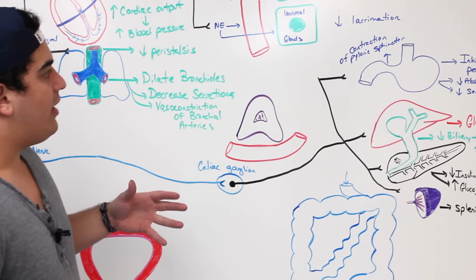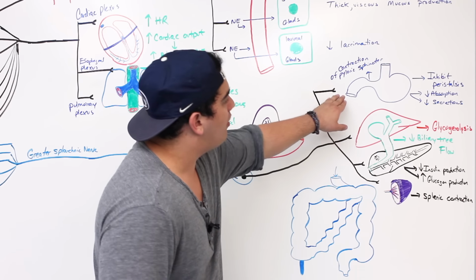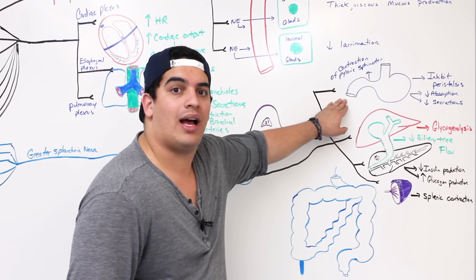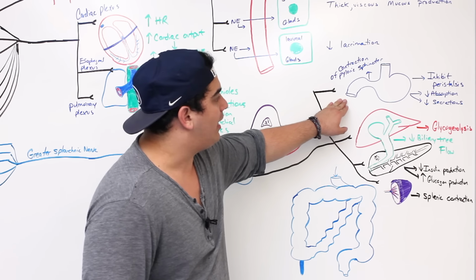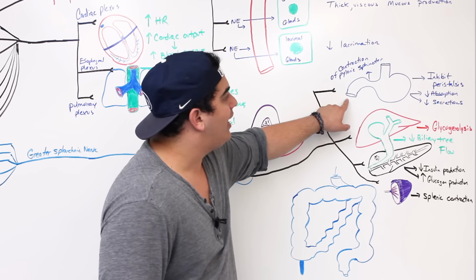Okay, so the big thing we were able to grasp here is that from the celiac ganglia, it's going to supply the stomach, cause the contraction of the pyloric sphincter, inhibit peristalsis, decrease absorption and secretions, cause glycogenolysis, decrease biliary tree flow, and it's going to try to inhibit insulin production and increase glucagon production. And again, it can cause the splenic contraction of the outer capsule. Also, remember, the celiac trunk does supply the proximal half of the duodenum. And again, it's going to decrease the absorption and the secretions of that area also. So it's not just the stomach, but also remember the proximal half of the duodenum.